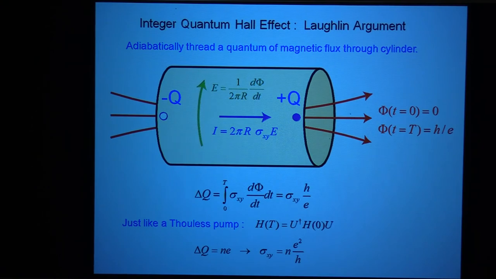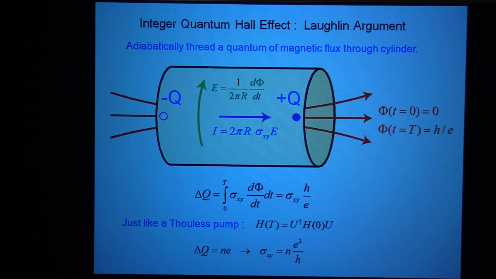The question then is, viewing this cylinder as a one-dimensional system, you could imagine that a charge could be transferred from one end to the other. And that is exactly what happens in the integer quantum Hall effect, because in the integer quantum Hall effect, you have a Hall conductivity. So let's think about what happens when you turn up the magnetic flux.